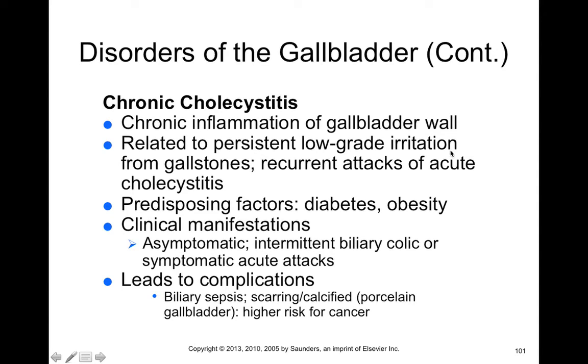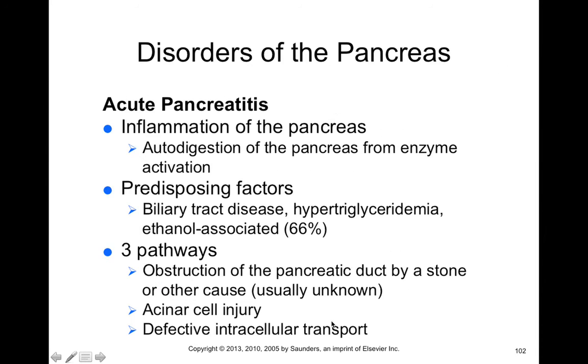It's related to persistent low-grade irritation from gallstones and recurrent attacks of acute cholecystitis. Some predisposing factors include things like diabetes and obesity, and the clinical manifestations of this can be either asymptomatic, or you might find intermittent biliary colic and symptomatic acute attacks due to blockage of the bile ducts. Now, it can lead to a variety of complications like biliary sepsis, scarring and calcification of the gallbladder wall, which forms something called porcelain gallbladder, and this can also put someone at a higher risk for cancer.